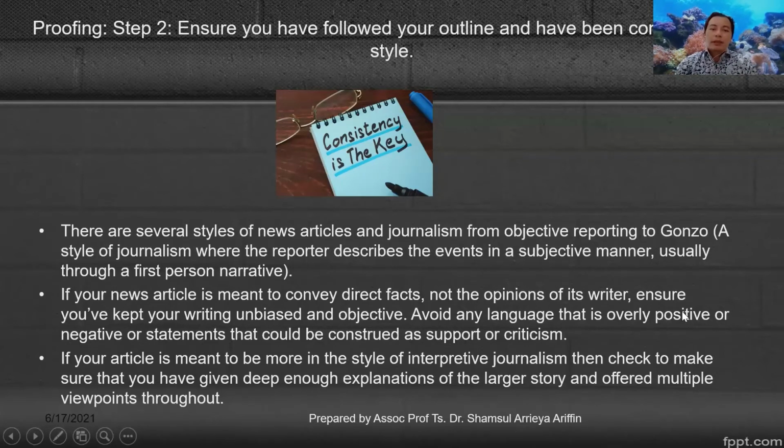So when you are writing journal articles, you cannot be overly positive, you cannot be overly negative, or harshly critical. It cannot be inside when you are writing an article, because you need to be as neutral as possible, depending on what you are writing. Yeah? If your article is meant to be more in the style of interpretative journalism, then check to make sure that you have given deep enough explanation of the larger story and offered multiple viewpoints throughout. So there are different styles of journalism. Some are like narration, some are unbiased, some are also interpretative. Yeah?